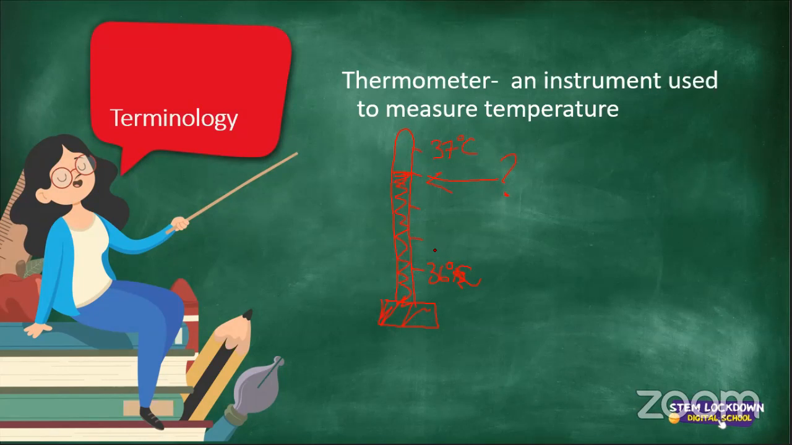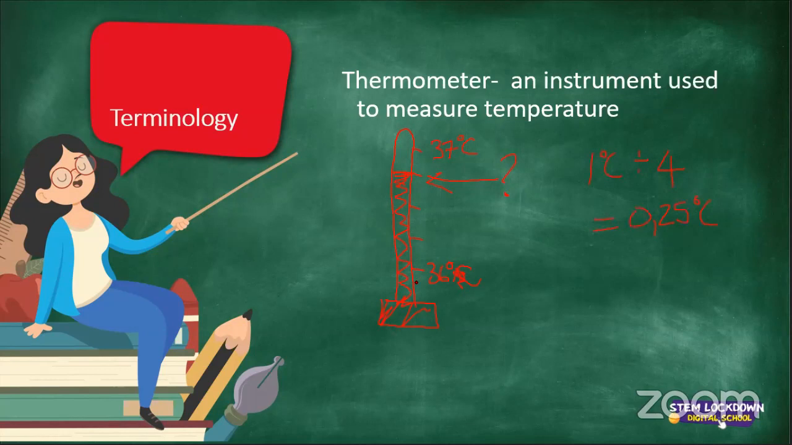Okay, that is a very good response. Let's see if you're correct. Here it's 1, 2, 3, 4, so there are 4 spaces. Between 36 and 37 there's just a 1 degree Celsius increase, divided by 4. This will give you 0.25 degrees Celsius. So you are correct.